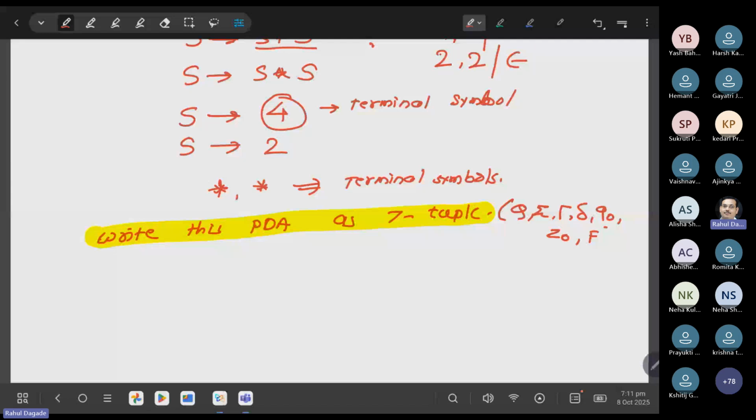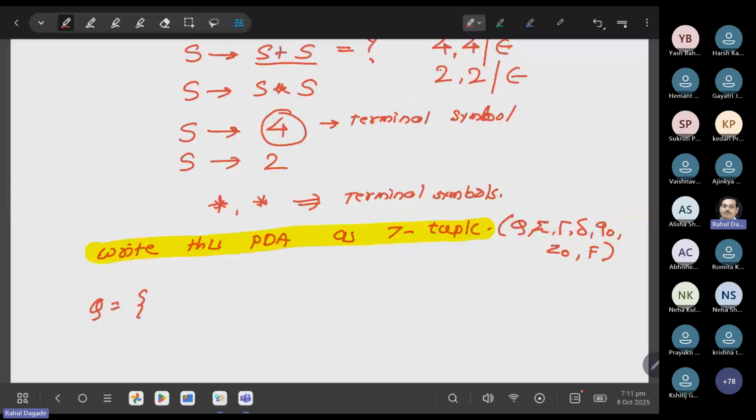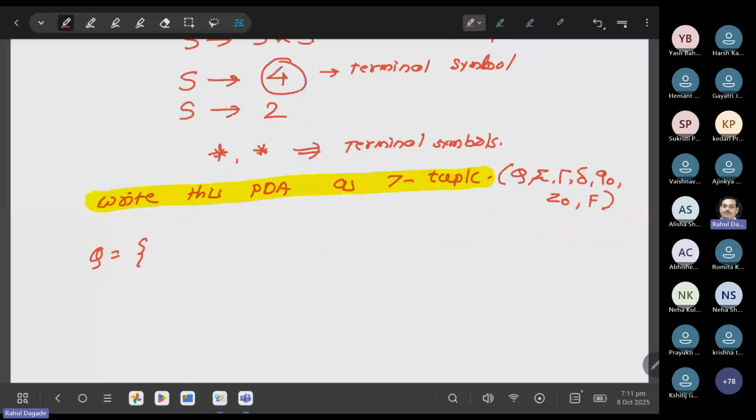So what is our Q? Which are the various states in that PDA? So we have Q0, Q1, Q2. These 3 states are there. So that is a part of the PDA.